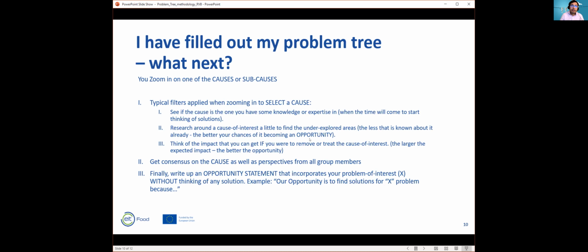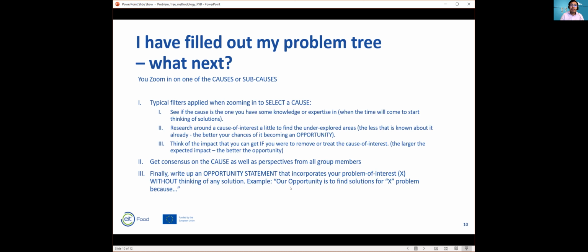If you apply these three filters, you will end up finding a very good cause and therefore problem to work with. Get consensus on this as well as perspectives from all group members. This is important so that you all agree on this. And finally, once you've done this, write an opportunity statement that incorporates your problem of interest, X, right? And without, again, thinking of any solution. This is important. Your opportunity statement cannot include a solution.